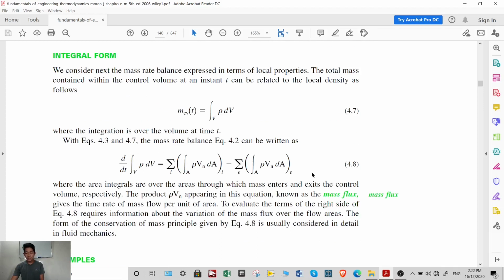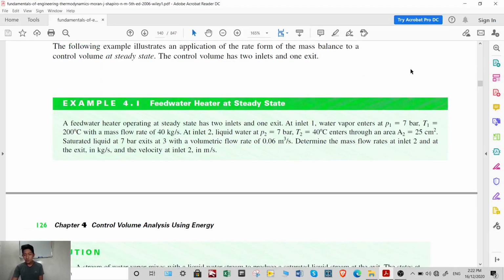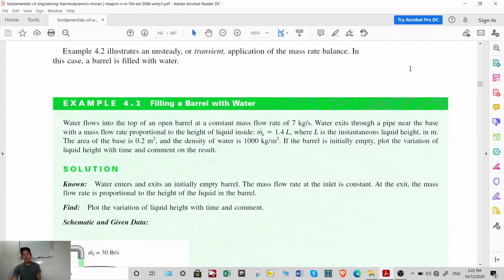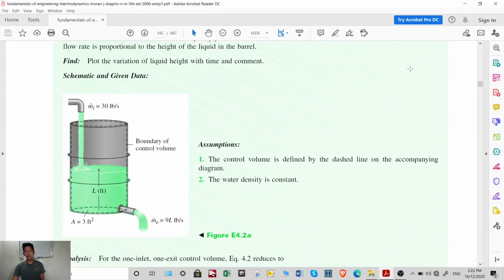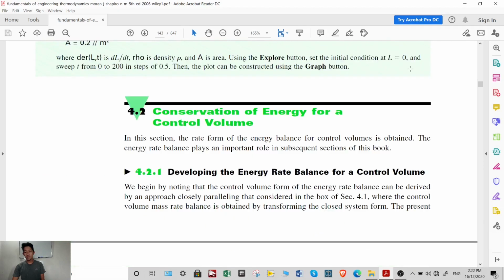This is just the integral form. You have an example there. By the way, solved na yung mga example, para familiarize mo. Okay, so that's all for conservation of mass.